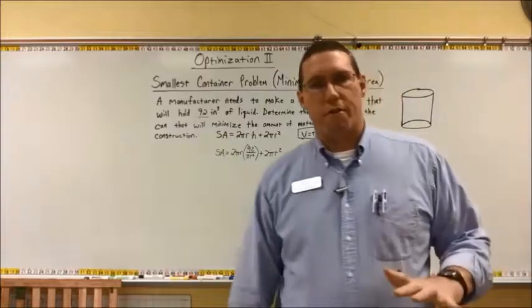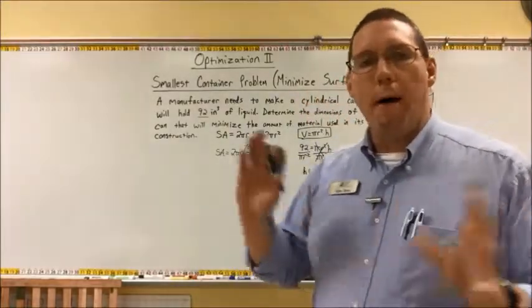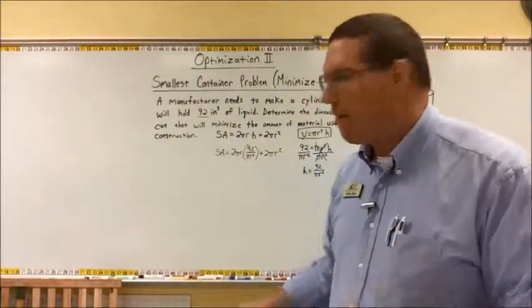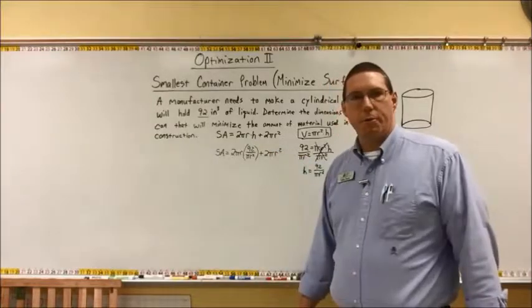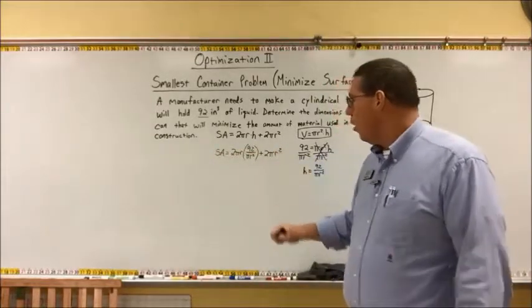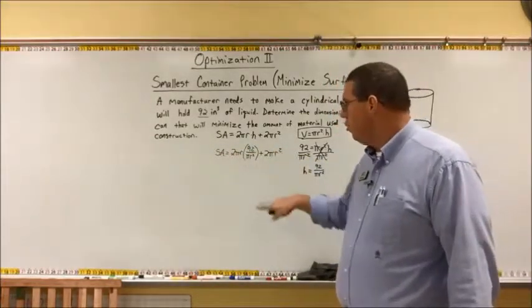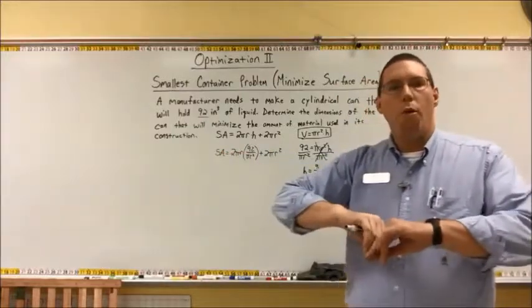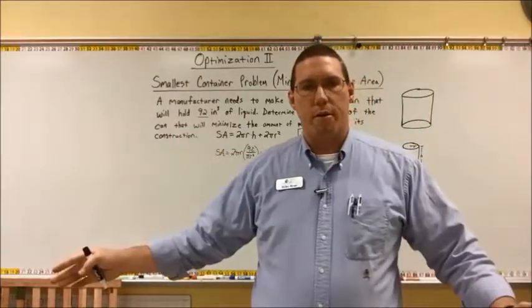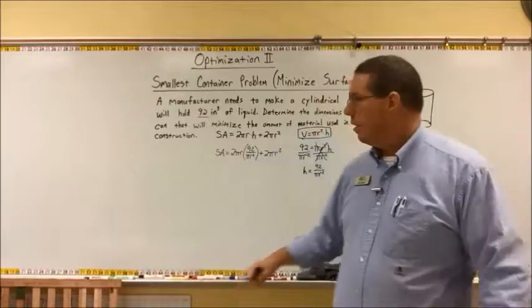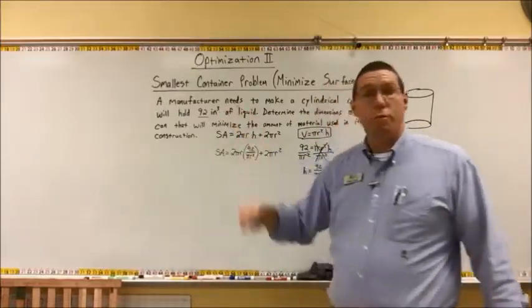Now this is the surface area of all possible cylinders that have a volume of 92. Okay, this is not all cylinders. It's the whole family of all cylinders in the universe that have a volume of 92 cubic inches.